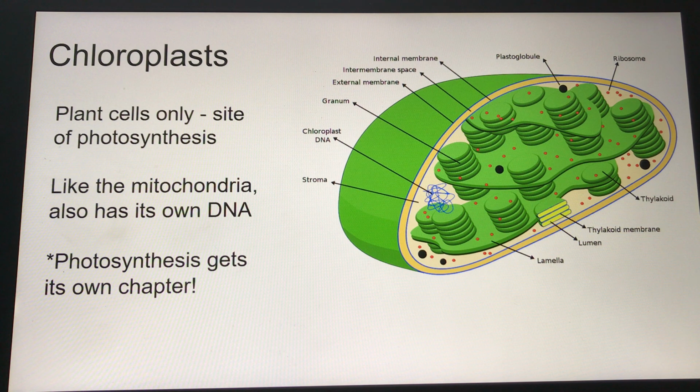The yellow space inside is a lumen. And then note that the graina are connected to each other with the flat green areas here called lamella. Also, you'll see it is surrounded by stroma. Stroma has the same consistency as cytosol or cytoplasm. And there may be some ribosomes floating in here as well, because there are some proteins that need to be manufactured for the process of photosynthesis to take place.